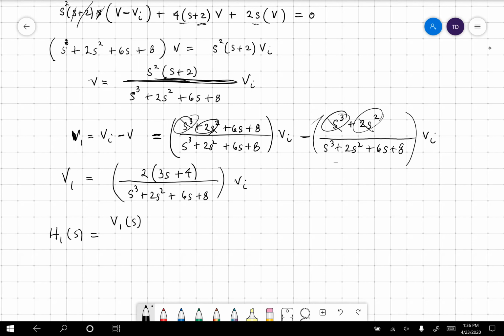H1 of S equals V1 of S divided by VI of S. That's how it was defined for us in this problem. So V1 divided by VI, there's the VI. We're going to divide by VI. It's just going to cancel that term. And so that is equal to twice 3s plus 4, divided by s cubed plus 2s squared plus 6s plus 8.